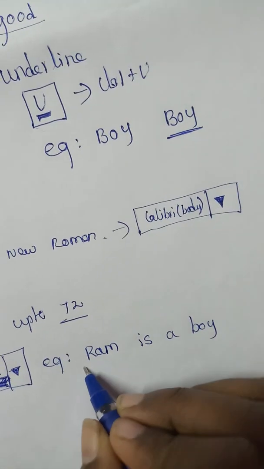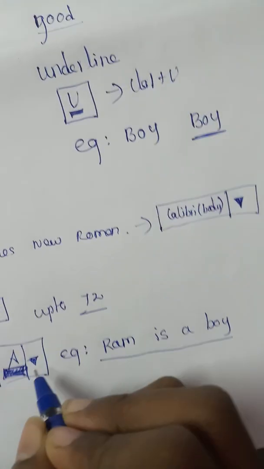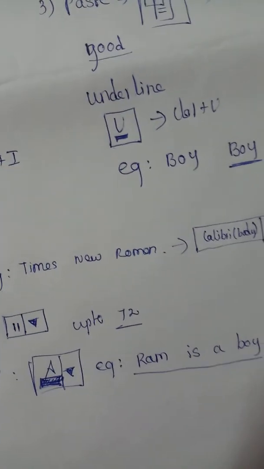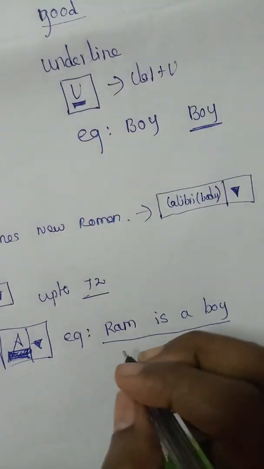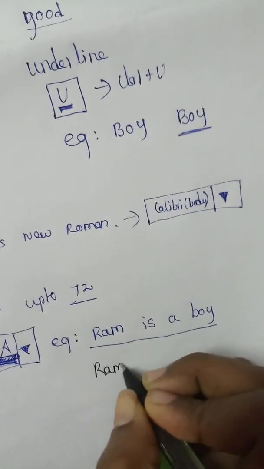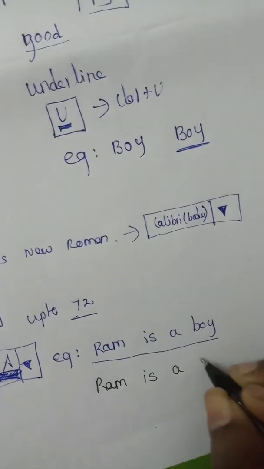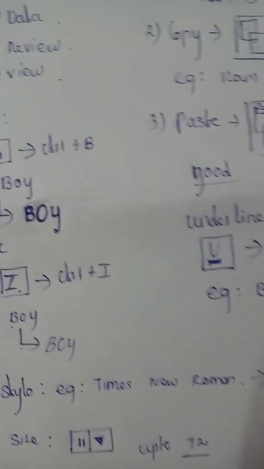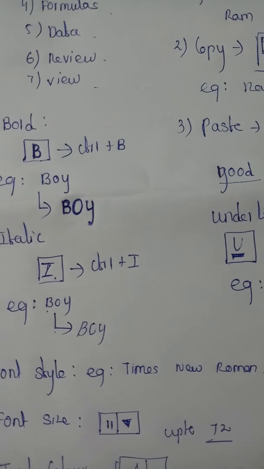So I need to select this word and then I click this drop down box. A list of colors comes up and I am choosing the black color. Then it will change into Ram is a boy. Okay, this is a very easy method. These are all very easy methods.